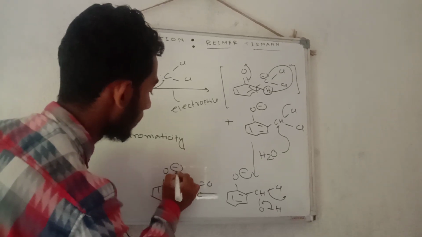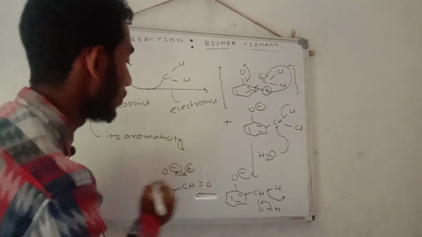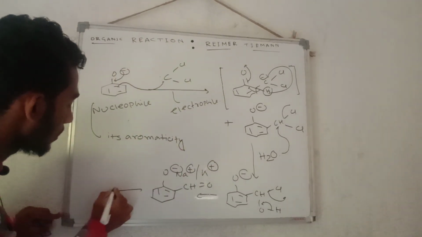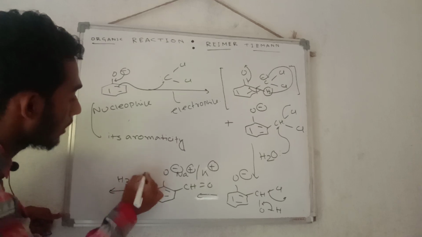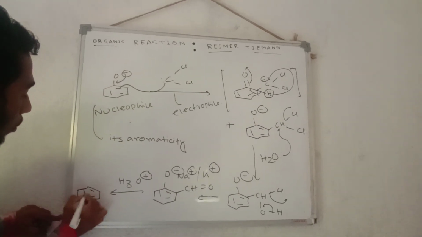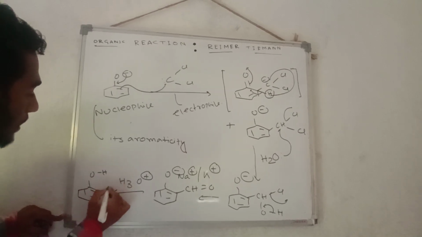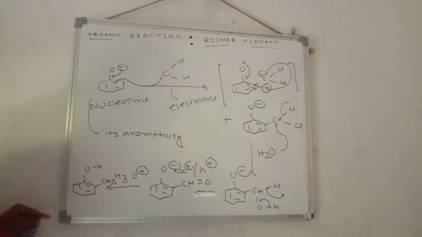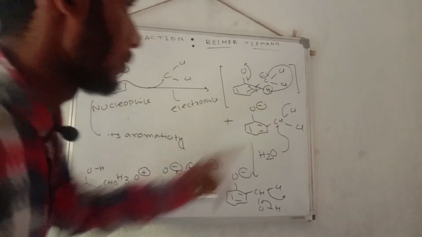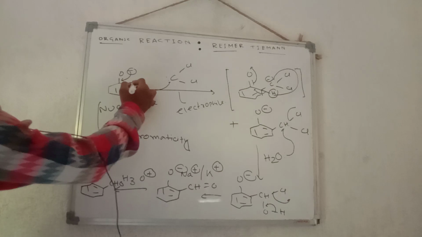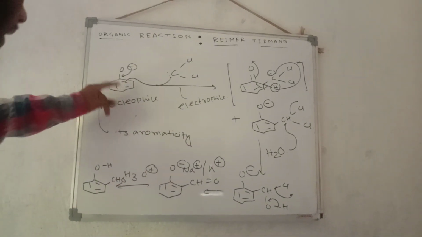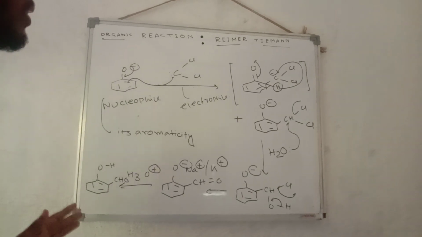base as a sodium base, then we will get sodium. If we use potassium, then we will get potassium. Then if we work up, we will get our ultimate desired product. What we will get? We will get ortho-hydroxybenzaldehyde, that is salicylaldehyde. Similarly, we get the ortho product because the ortho carbon will attack the dichlorocarbene. If the para carbon attacks, then we will get the para product.